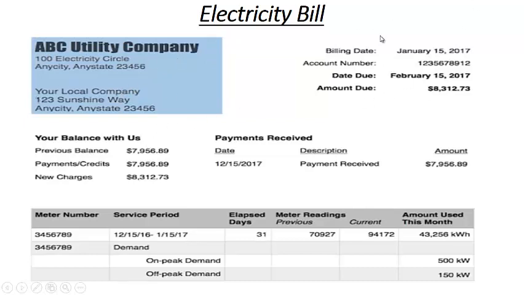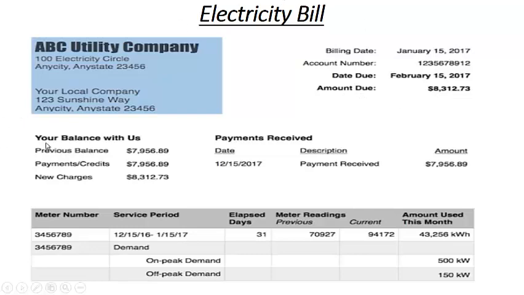So this is for the billing: the billing date, the account number of the consumer, and the due date of the bill, because it has to be submitted before the due date, otherwise there will be some extra charges. So the due amount is $8,312.73.